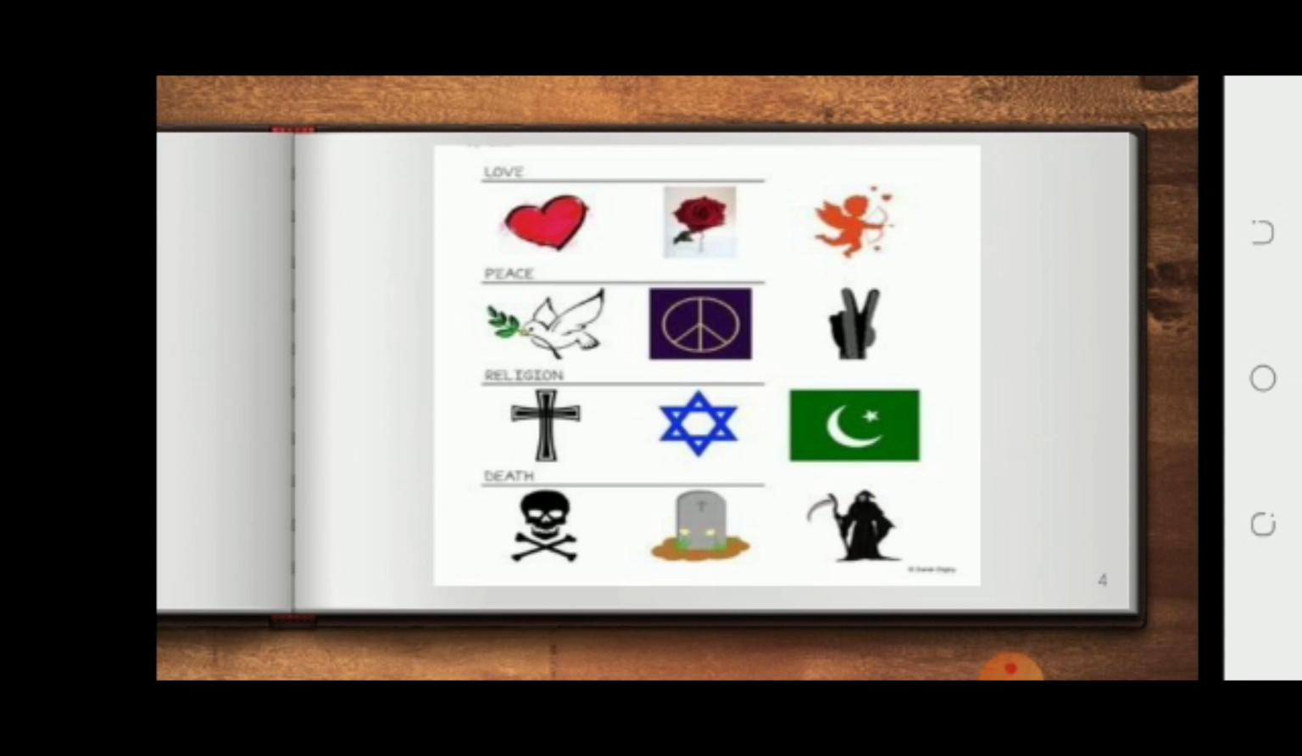So there are some pictures which are examples of symbolism. You can see on the screen there are different pictures. There's a picture of a heart, a picture of roses. So basically, these are symbols representing certain things. So the flag, you can see the Pakistani flag.